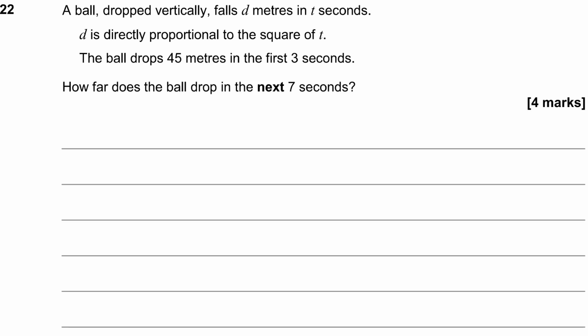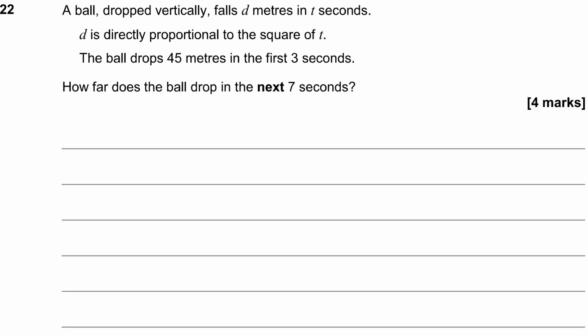Question 22. A ball is dropped vertically. It falls d meters in t seconds. d is directly proportional to the square of t. The ball drops 45 meters in the first 3 seconds. How far does the ball drop in the next 7 seconds? Okay, so we've got a fairly straightforward proportionality question here.